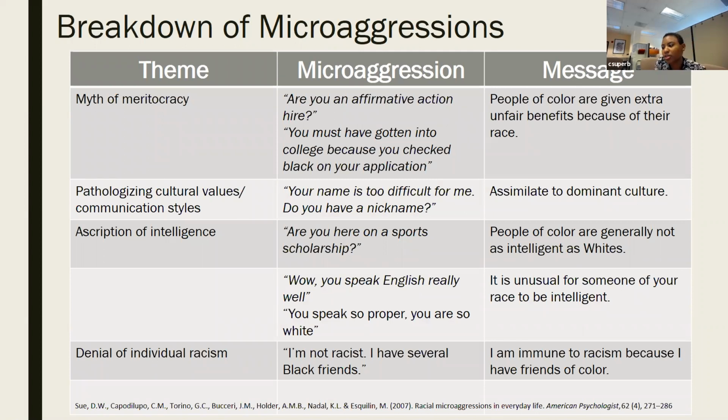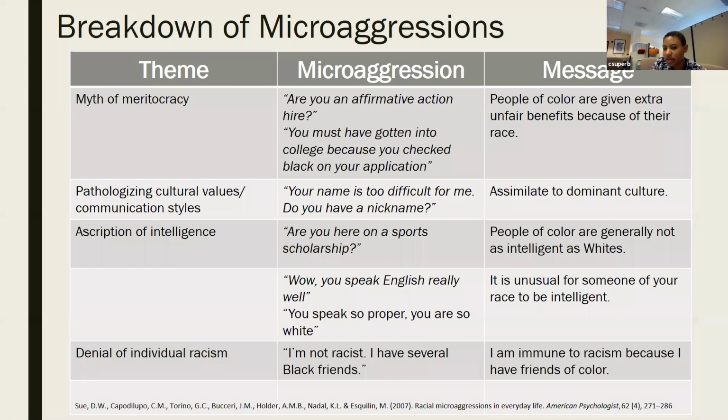The myth of meritocracy is the ideal that people are given unfair benefits for their race. When you look at a microaggression that says, are you an affirmative action hire? Or you must have gone to college because you checked Black on your application, right? The idea is that we think that race has a minor part in our success. If we think about meritocracy, it doesn't have a place for race, but that's not true given our society is endemic to racist culture. And so when you focus on this for Black people, it makes them feel that they are given unfair benefits because of the color of their skin.